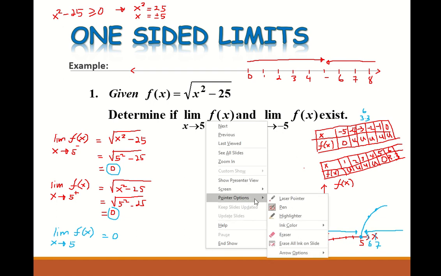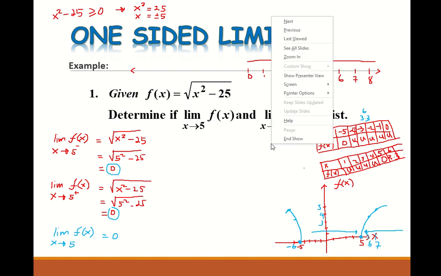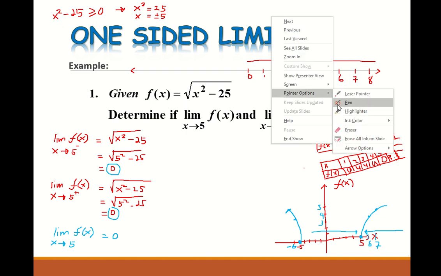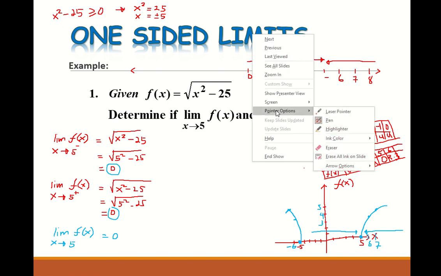Alright, so that is for the first part. Now we have here the limit of f of x as x approaches positive 5. How about this one? The limit of f of x as x approaches negative 5. Okay, so this is the limit, the value that is approached by x.